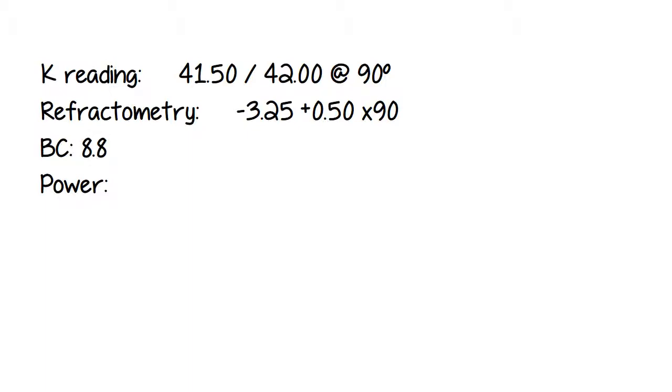Now for the power, we're going to give this patient a spherical lens, and they have a certain degree of astigmatism. So what we have to do is figure out the spherical equivalent. The spherical equivalent, remember, is the sphere power plus half of the cylinder power.